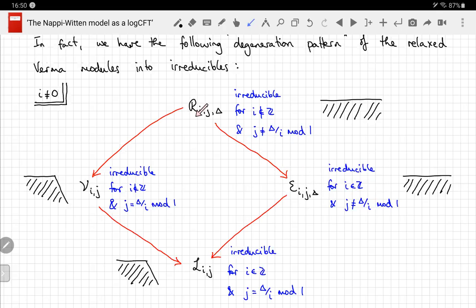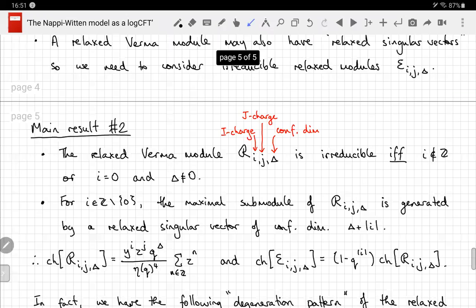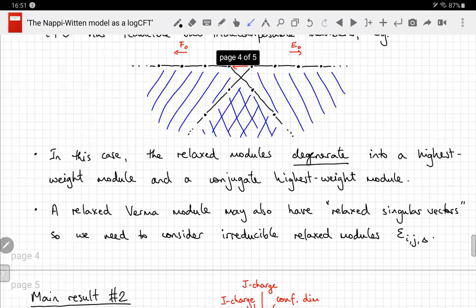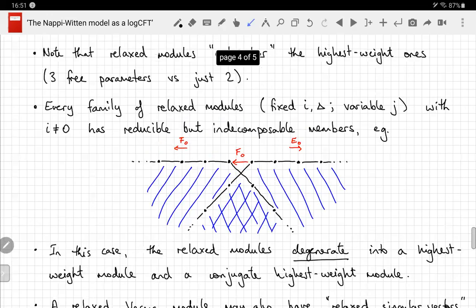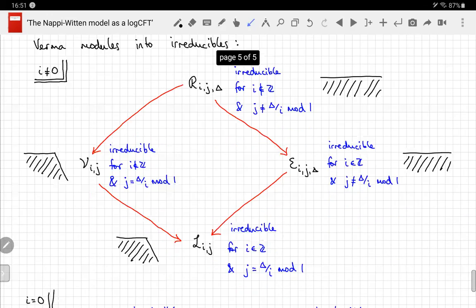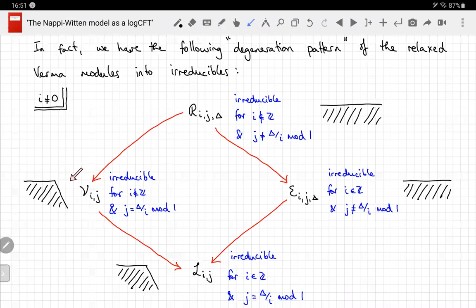Alternatively, I can degenerate the second condition and keep the first. So if I force I to be not an integer, but J to satisfy one of these conditions, then the relaxed Verma degenerates, as we saw in this picture above, into a highest weight Verma and a conjugate highest weight Verma. I've ignored the conjugate highest weight Vermas because I can deal with those by spectral flow. And so I've just pictured this with a standard Verma module.